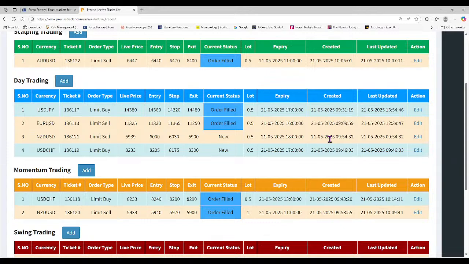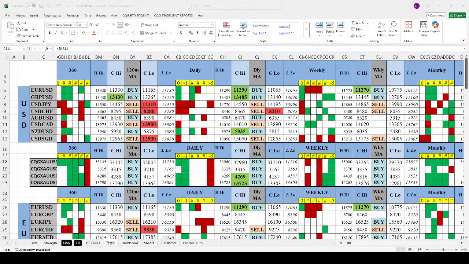Okay, give me a minute. Okay, so let's move on. Let's look into euro dollar first. We'll see the euro dollar.